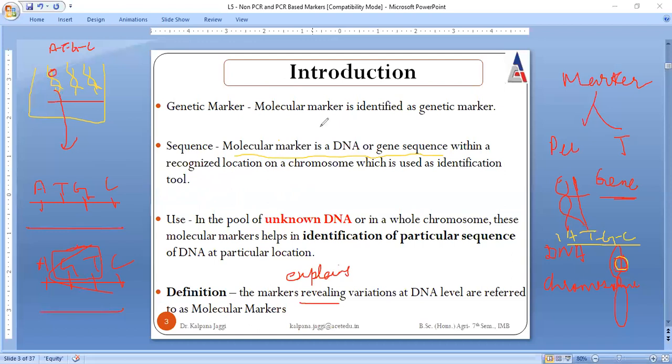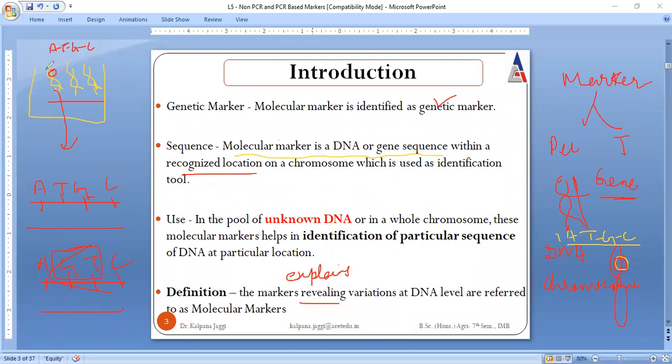Because a molecular marker is revealing the variation in the DNA sequences, and DNA is genetic content, they are also identified as genetic markers. A molecular marker is a DNA or gene sequence present at a particular location. This is very important: its location is always recognized on a chromosome, because its location is not changing.